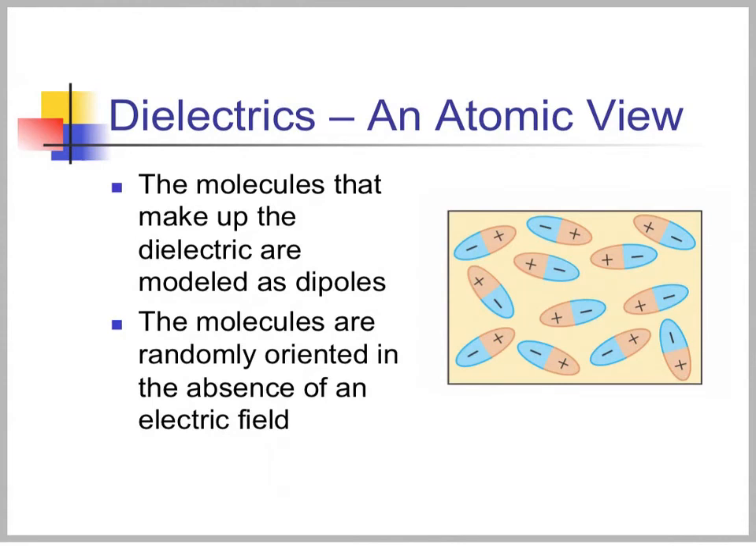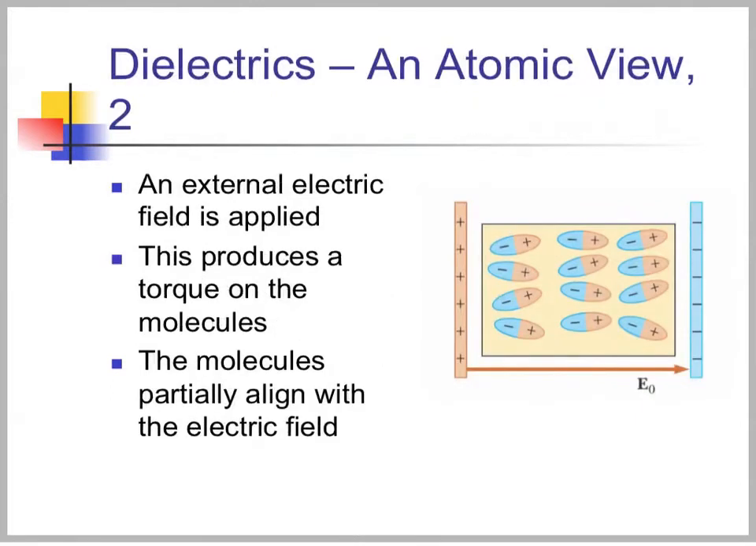So, if I look at an atomic view of what a dielectric is, we have these molecules that make up the dielectric, and we model them as dipoles, and they might be in all sorts of different orientations. They're completely randomly oriented in the absence of an electric field. Now, when I turn on an electric field, something happens. There's no net force on these molecules, so they don't move. However, there is a torque on all those molecules, and those molecules try to turn to line up with this electric field.